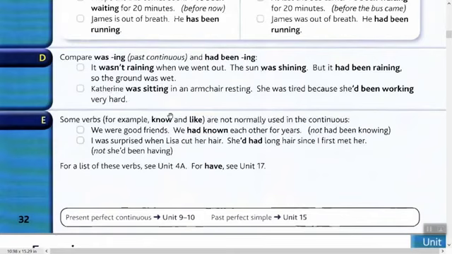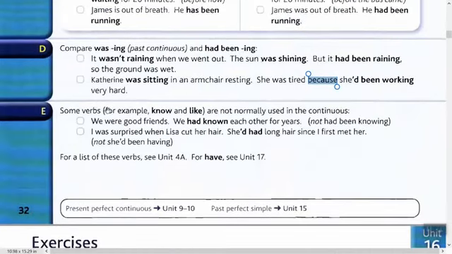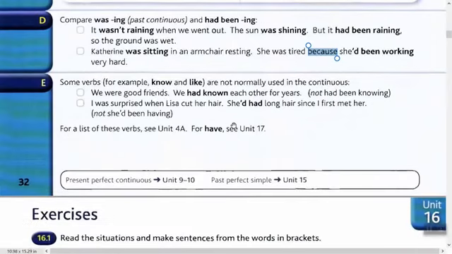Catherine was sitting in an armchair resting. Was sitting. She was tired because why is she tired? Because before that what was she doing? Because she'd been working very hard. You see here? Etc. Here, of course, these verbs, like, do not, except, ing.